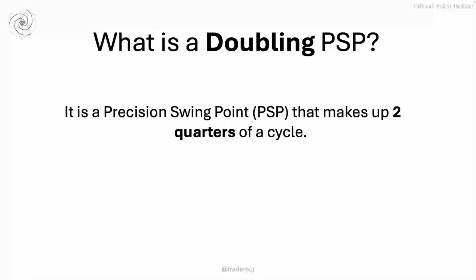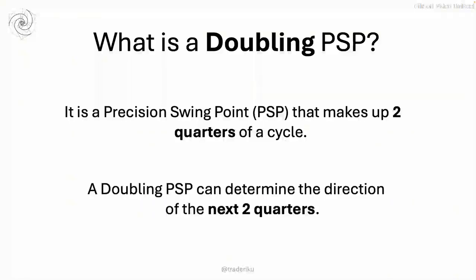It is a precision swing point that makes up 2/4 of a cycle, and it can determine the direction of the next 2/4. So this could be Q1 and Q2, and it can determine the direction of Q3 and Q4, or it could be Q3 and Q4 and determine the direction of Q1 and Q2 of the next cycle.